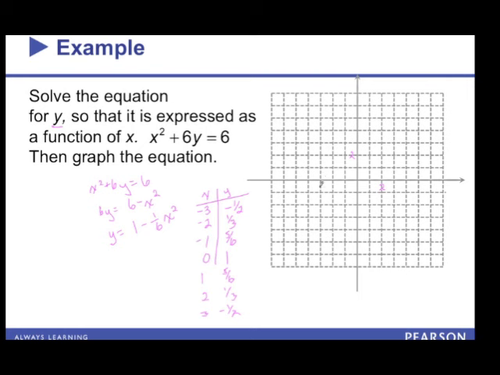-3, -1/2. -2, 1/3 is approximately there. -1, 5/6, about there. 0, 1. 1, 5/6. 2, 1/3. 3, -1/2. And so the shape looks something like this. And that could be my graph.